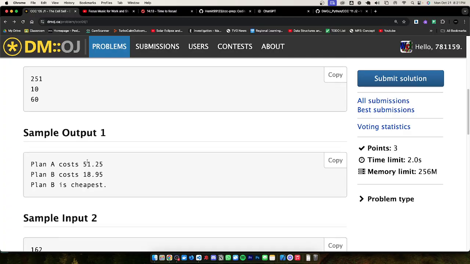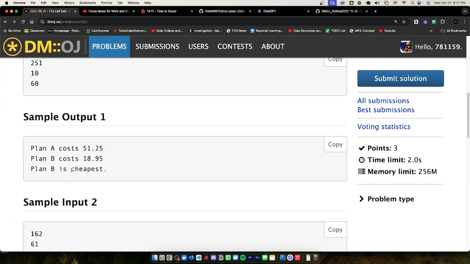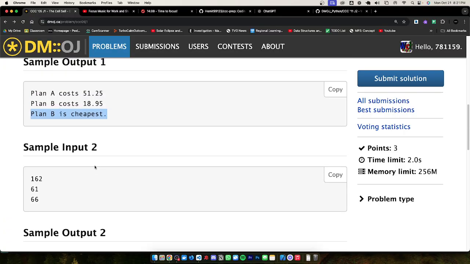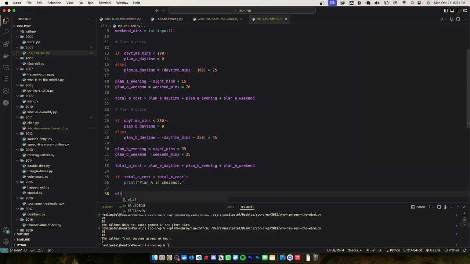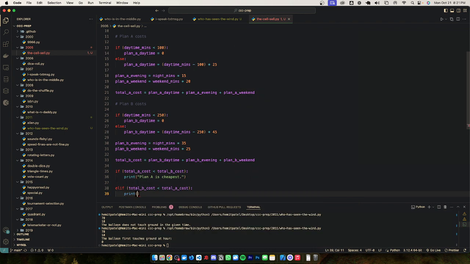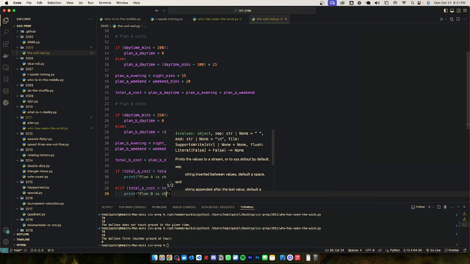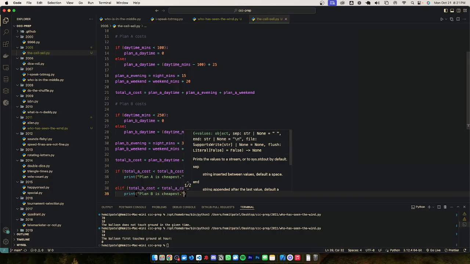Sorry, not that. I should go with less than because it makes more sense. So I'm gonna say less than. So here I'm saying if the total cost of A is less than B, it has to be the cheapest. Now another condition we're gonna check for is if the B cost is less than the A cost, in which case we're gonna print plan B is cheapest, and then period.